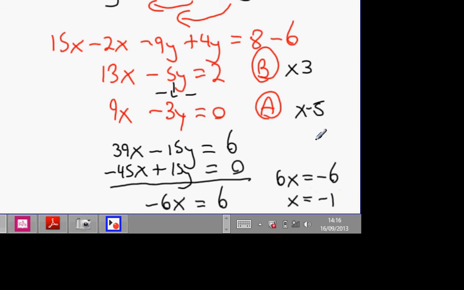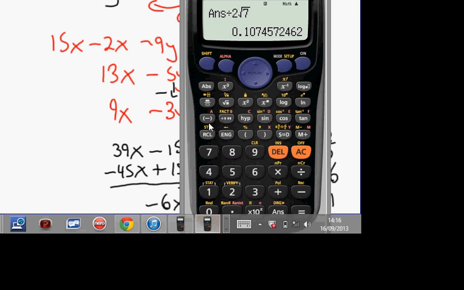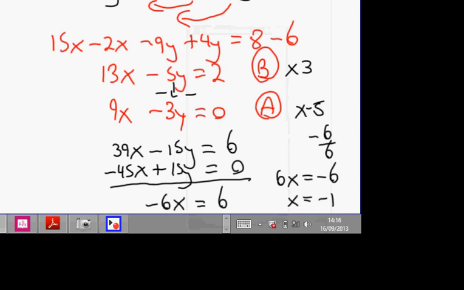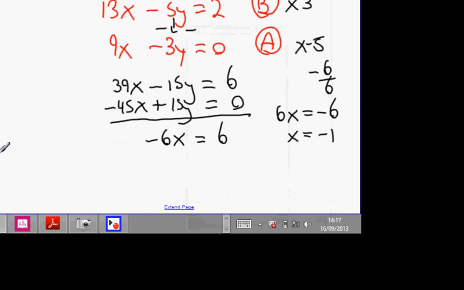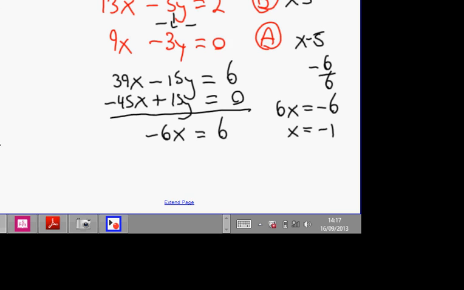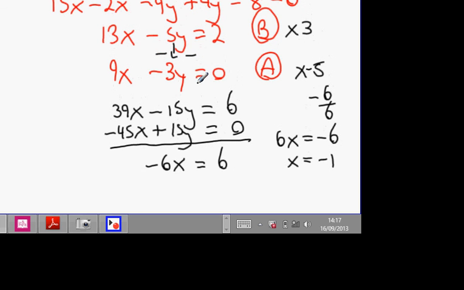The hidden step is minus 6 divided by 6, and you get minus 1. Okay, now we have to find out the y value. Would you like to use either B or A? I think A is easier because it has no other number.